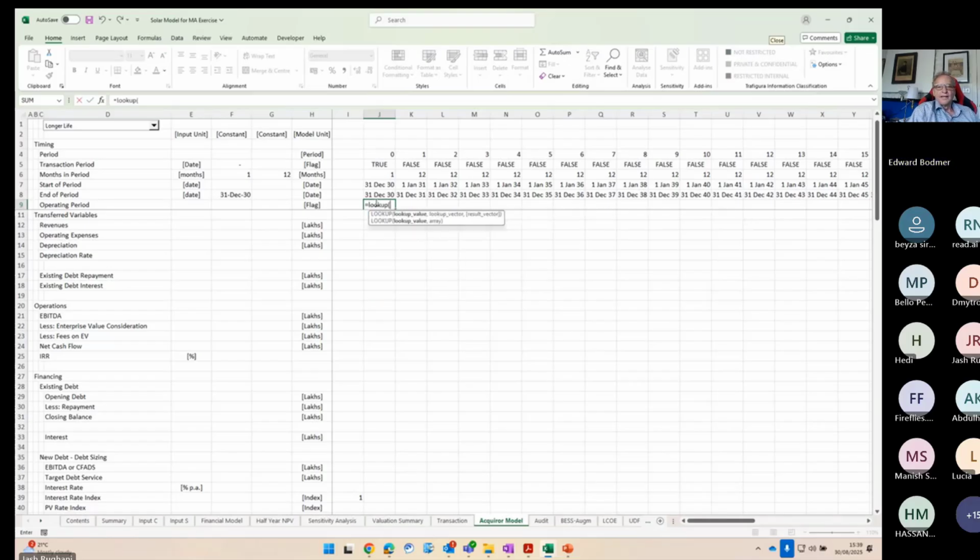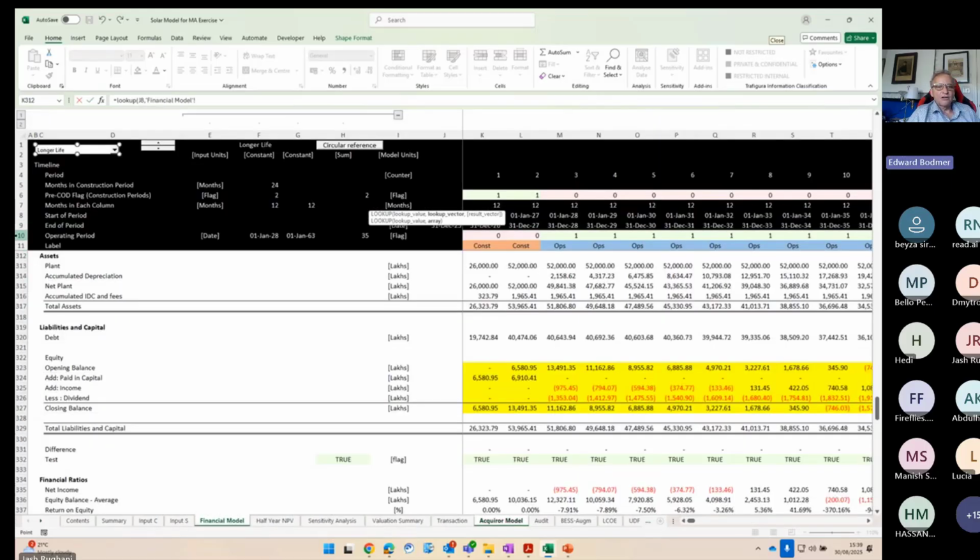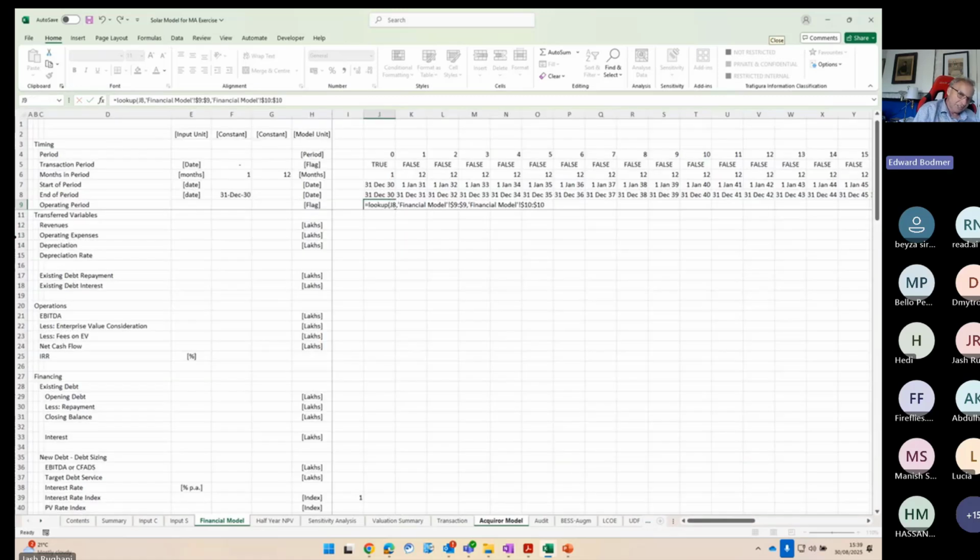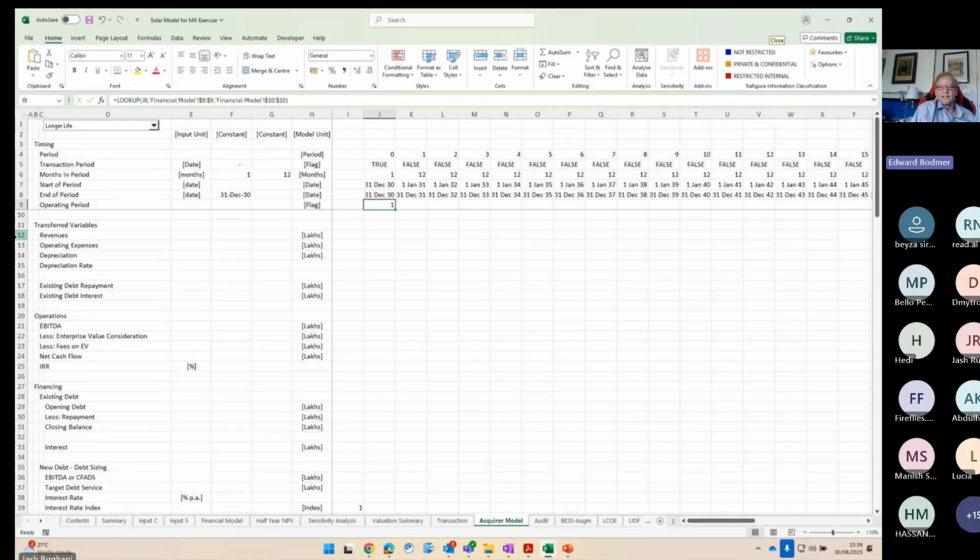Okay. And then you go up one, put a comma, and then go all the way back to the financial model. Click on the end date there, then put a comma and click on the very next one, which is the operating period. So we've already changed the life in that model, and we've already changed all the assumptions in that model.